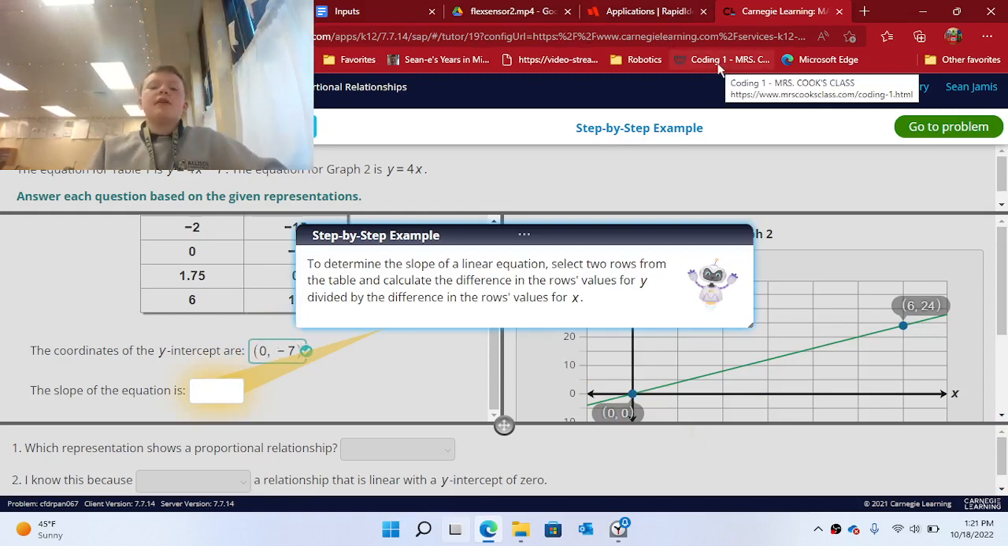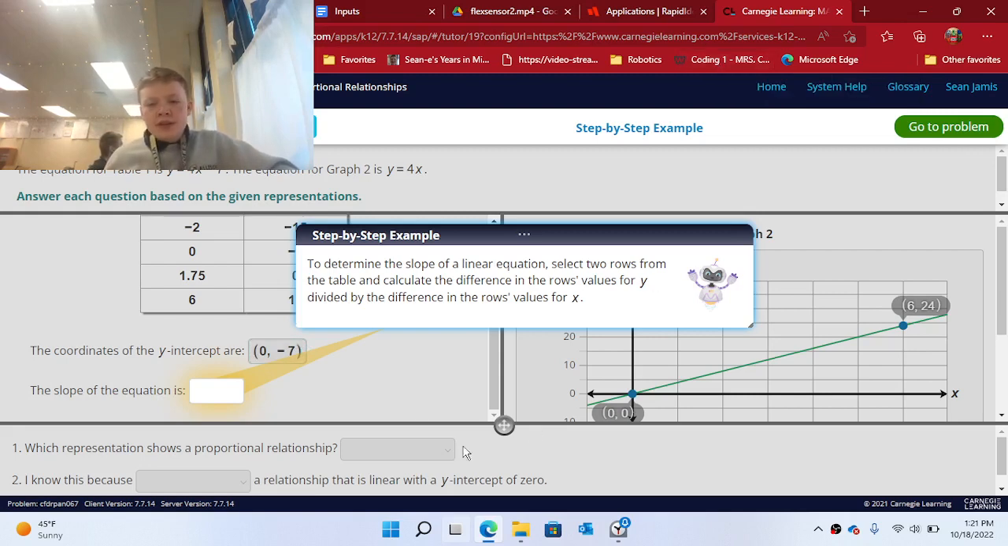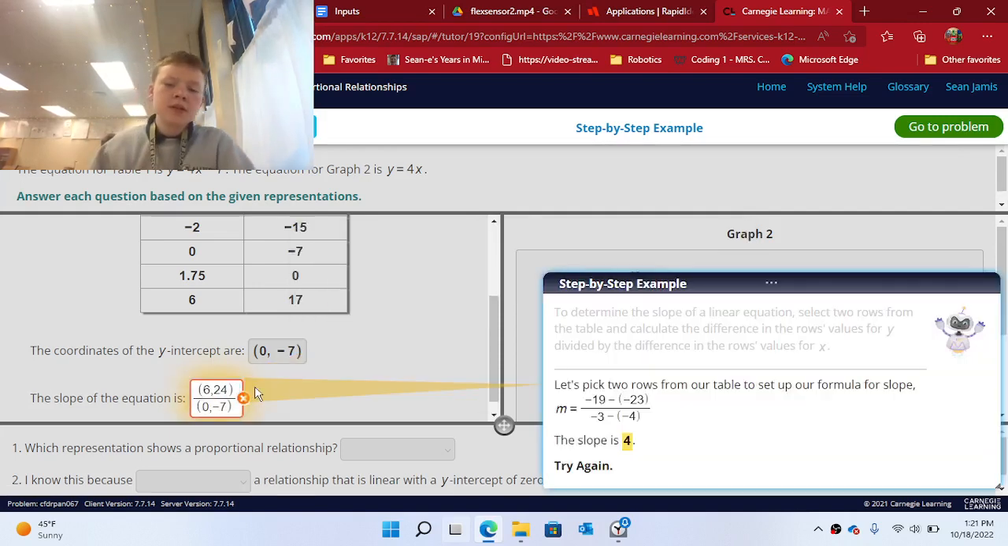To find the slope of a linear equation, select two rows from the table and calculate the difference in the rows' values for y divided by the difference in the rows' values of x. What? Yeah, that. No, it wants black for some reason. Oh well.